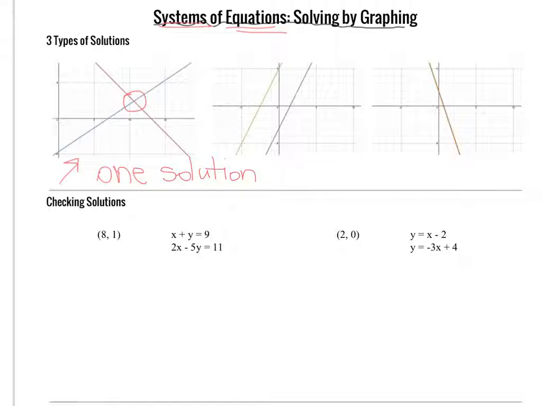Okay, there we go. Now, when we look at this example here, we've got a set of parallel lines. And what do you know about parallel lines? Well, you know that their slope is the same, right? Well, how many times do these two equations intersect? Well, they don't intersect at all, Ms. Kleiber. So therefore, this system of equations has no solution.